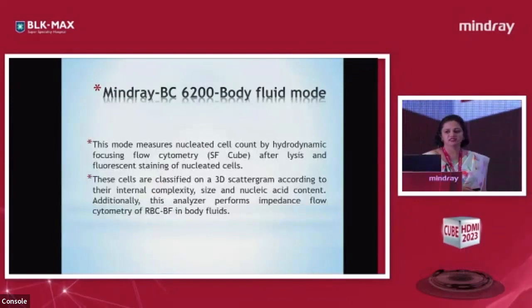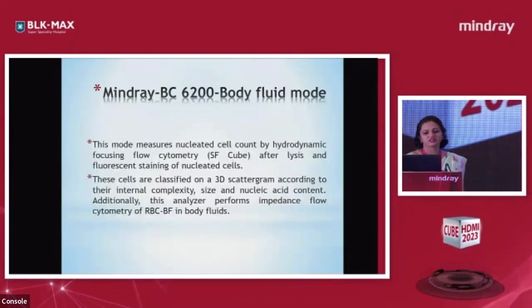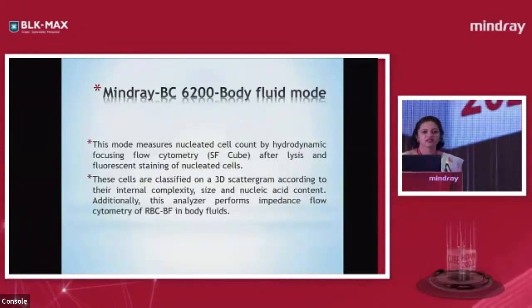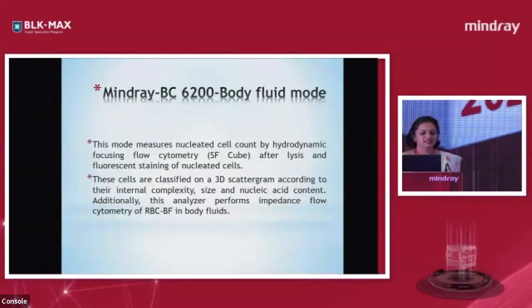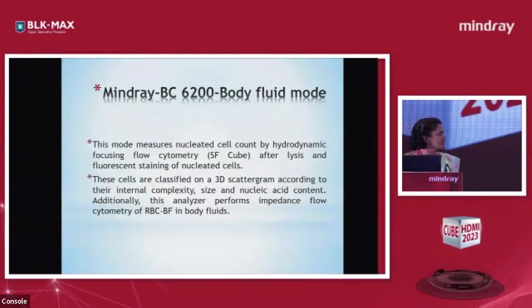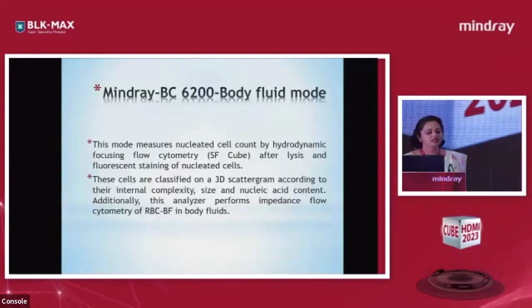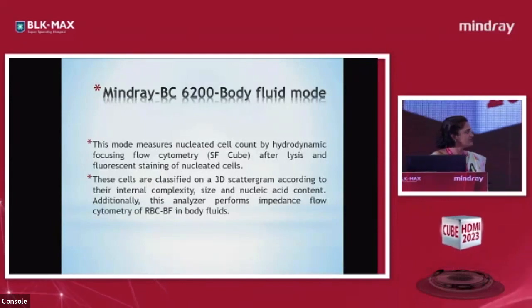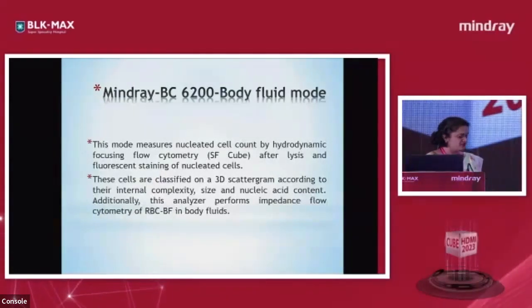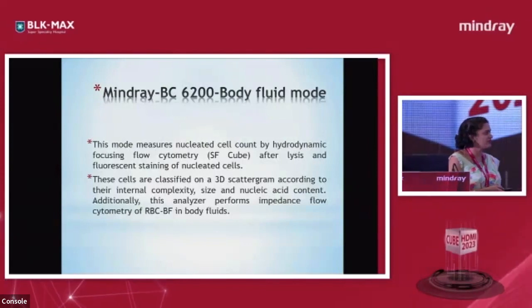So in the BC6200 model, the body fluid mode measures the nucleated cell count by hydrodynamic flow cytometry, SF Cube technology, after lysis and fluorescence staining of the nucleated cells. These cells are classified on a 3D scatter plot according to their internal complexity, size and nucleic acid content. Additionally, this also performs impedance flow cytometry for the RBC count in body fluids as well.